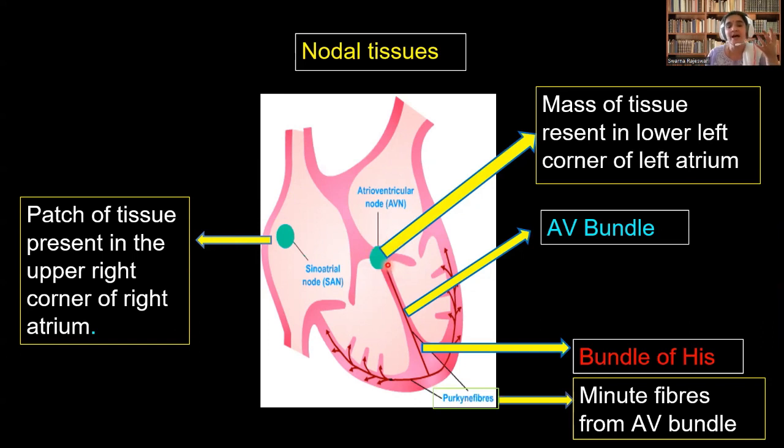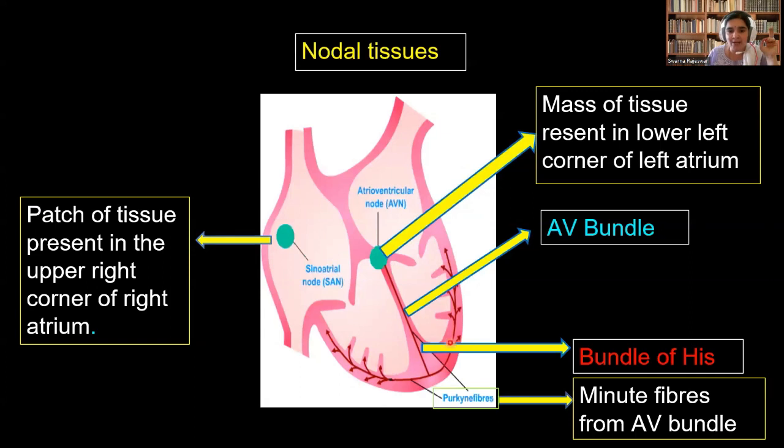Both of these are helpful in the starting of the contraction of the heart. That means they are initiating the contraction of the heart. So we call them pacemakers. In that, the SAN is called the pacemaker of the heart because it is the nodal tissue which starts the contraction of the heart.